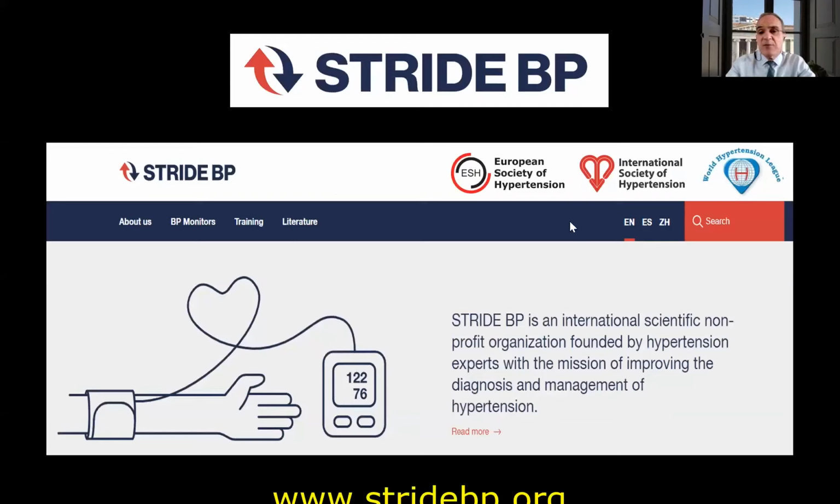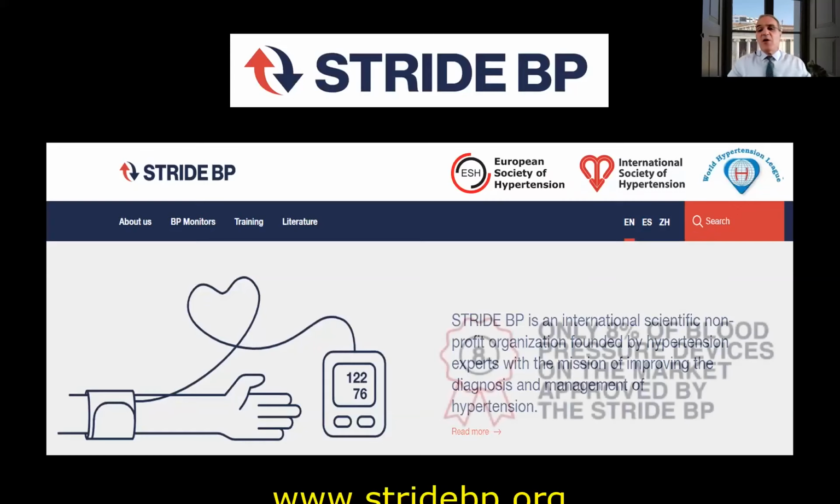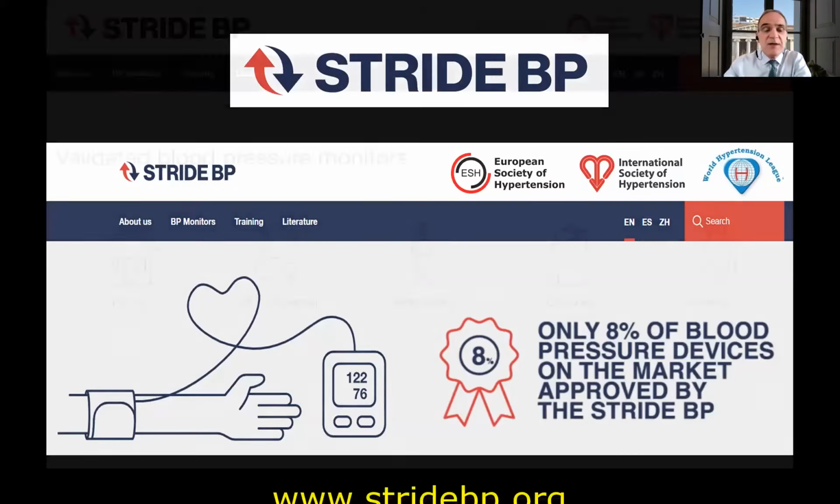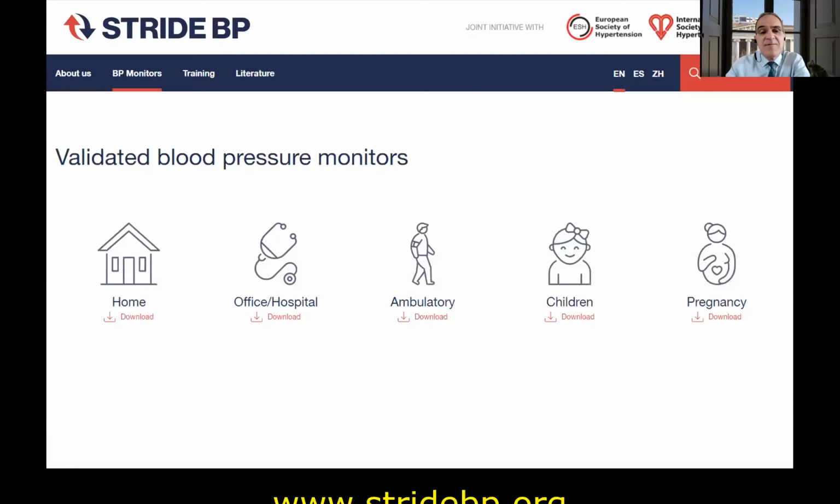It is supported by the European Society of Hypertension, the International Society of Hypertension, and the World Hypertension League. The problem is that in StrideBP, only 8% of the blood pressure monitoring devices available on the market have been approved. And you can go there and download the list for validated home devices or office devices or ambulatory monitors. And there are separate lists for children and pregnancy, because an electronic device which is accurate in adults may not be accurate in children or pregnancy, and separate validation is necessary.